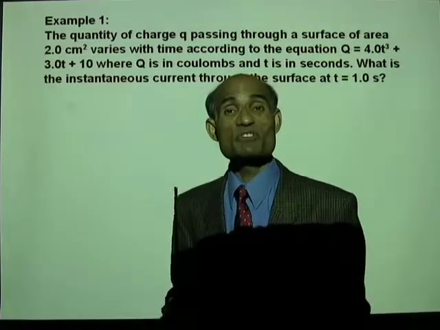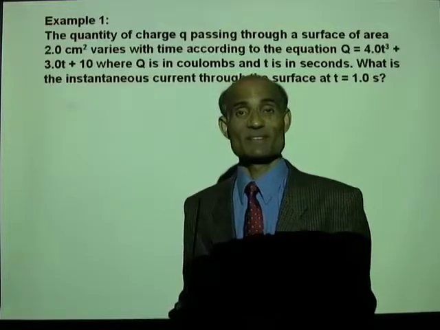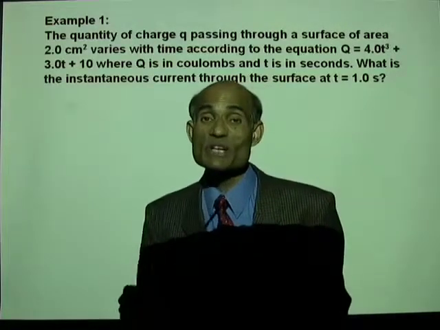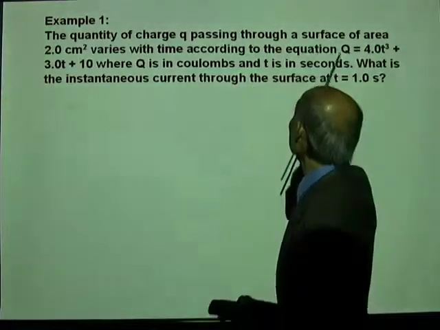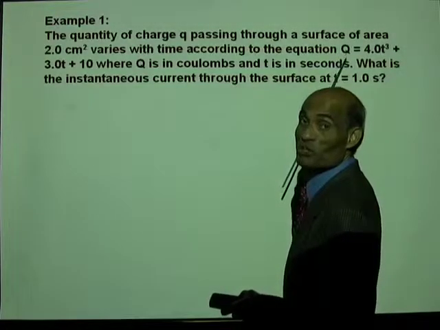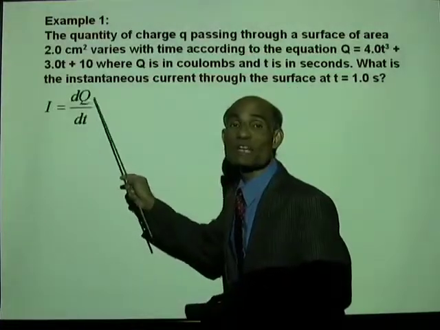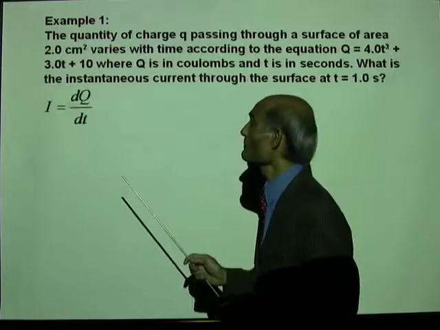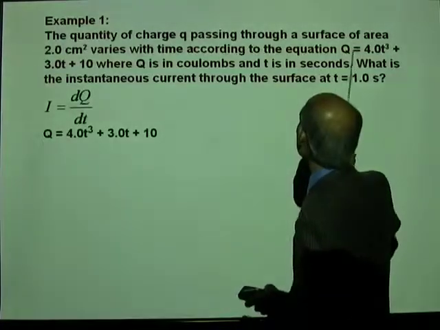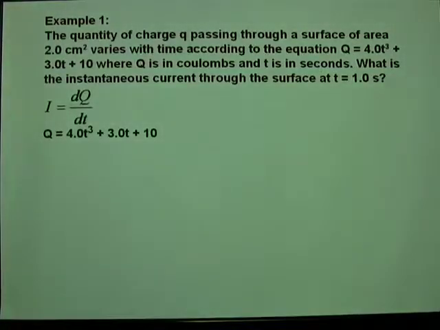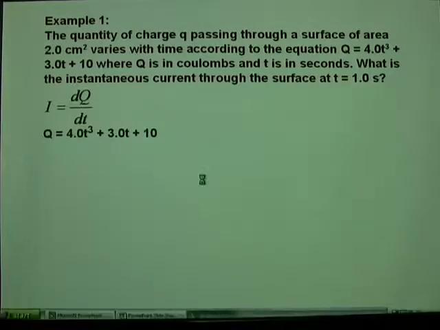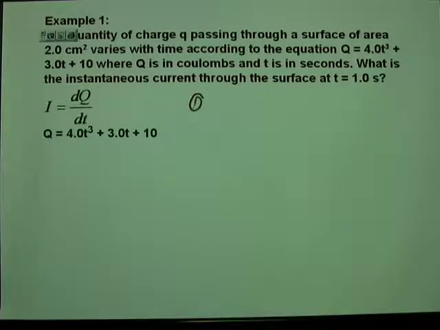Alright, what is the definition of instantaneous current? Instantaneous current is the derivative of charge Q. Here Q is a function of time. So I equal to dQ by dt. Well, I think I need to write that down for you. Q equal to 4t cubed plus 3t plus 10.